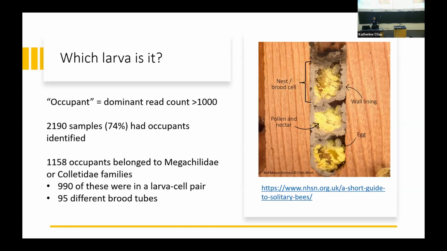So of these 1,158 occupants, 990 were in a larva cell pair. So I had 495 pairs of samples, and these spanned across 95 different brood tubes.